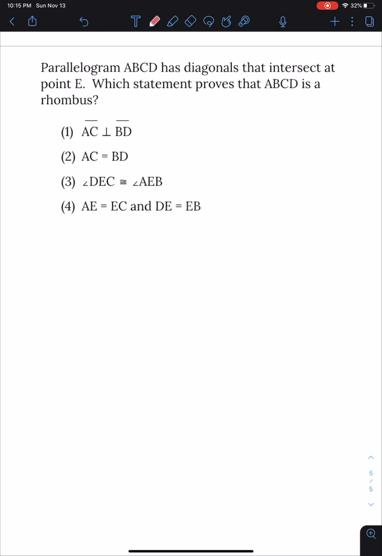Parallelogram ABCD has diagonals that intersect at point E. Which statement proves that ABCD is a rhombus?